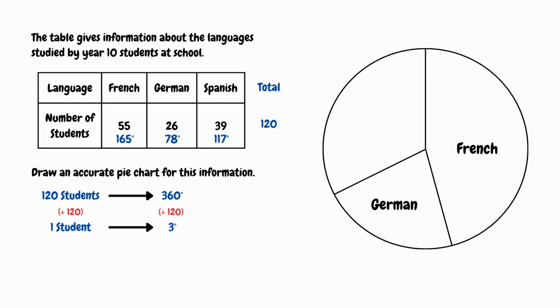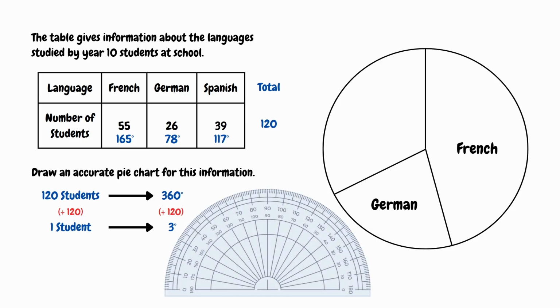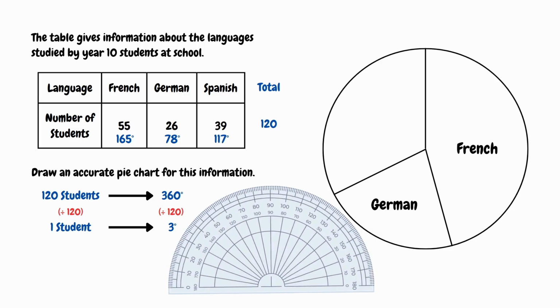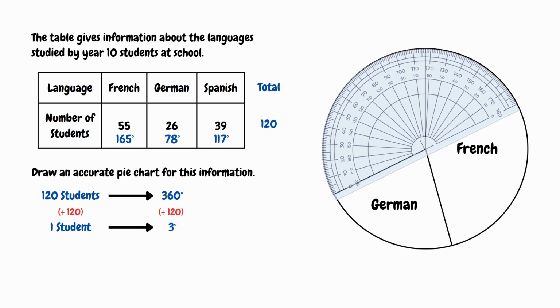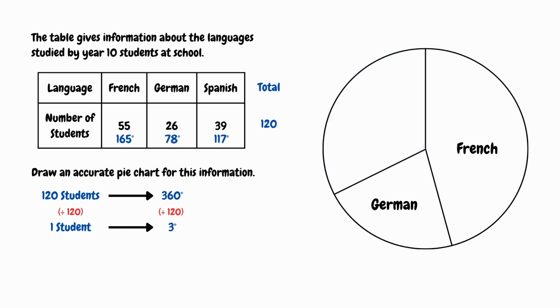So the final sector will be for Spanish. But what I can do here is use my protractor again to make sure the angle is correct. So lining up the centre with the centre of the pie chart and my line for 0 lined up with the line I've just drawn, we can see that the final sector for Spanish has an angle of 117 degrees, which matches up with our result that we figured out earlier, so we know our pie chart is accurate. So then the final step is to label the final sector Spanish. And that would be my completed pie chart.